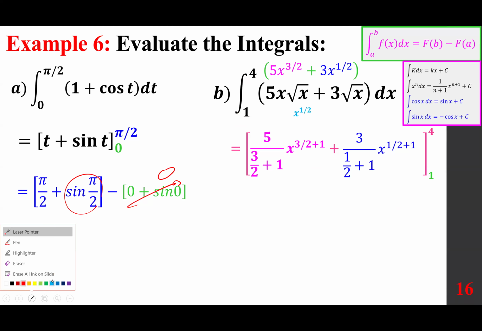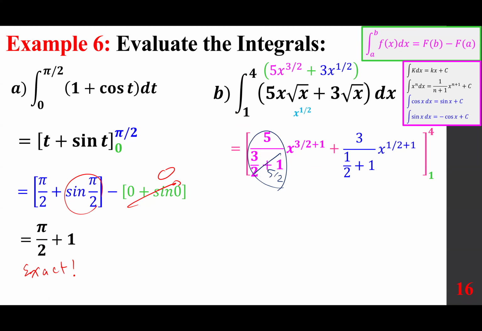We get 5/2 here, which means this is 2. We get 3/2 here, which means this is also 2. So 2x to the power of 5/2 plus 2x to the power of 3/2, evaluated from 1 to 4. We plug in 4 first and then 1.